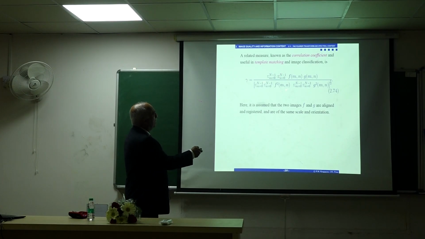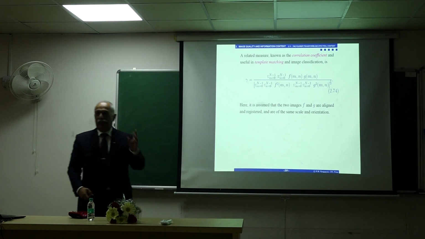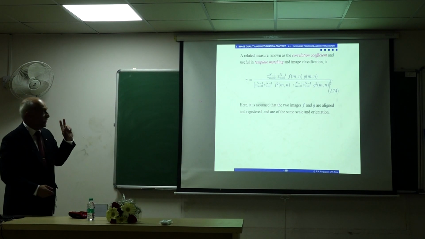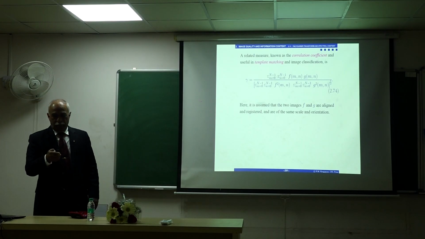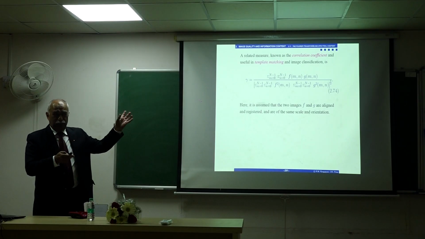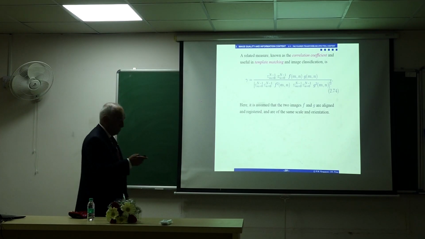This is the energy of F. This is the energy of G. Multiply and square root. That is the geometric mean of the energies of the two functions. Now gamma will be between 0 and 1, or plus and minus 1, depending upon how the changes have been made.